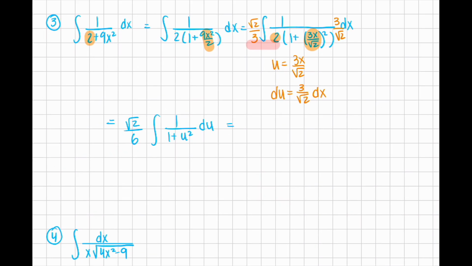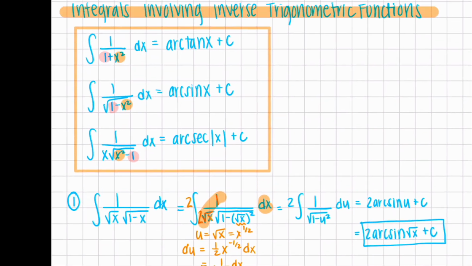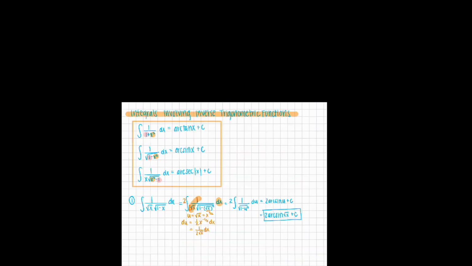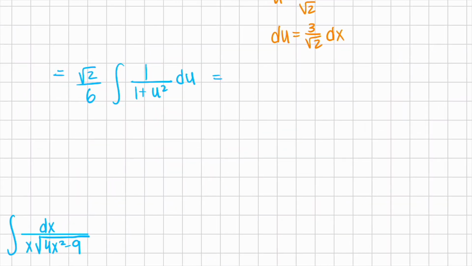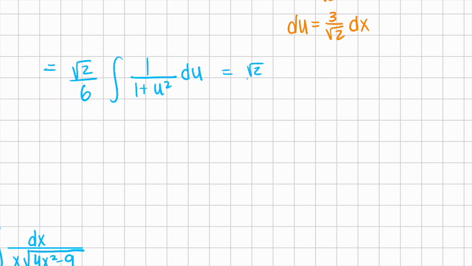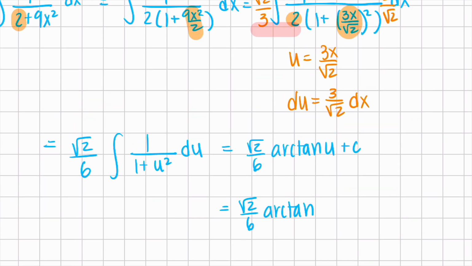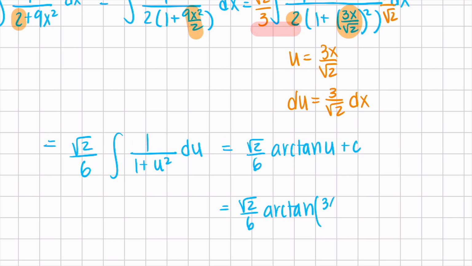Notice that this is your arctangent identity. So we're going to get rad 2 over 6 times arctangent of u plus c. Last step, plug back in for u. And our u was 3x over rad 2.